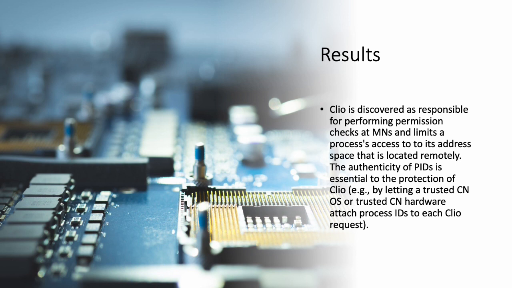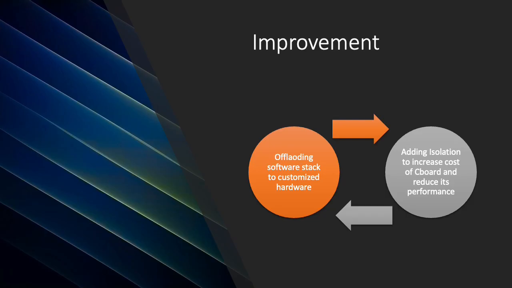Results. Clio is responsible for performing the permission operations in MNs and the compute network, and basically providing the authenticity of process IDs is essential to the protection of Clio, by letting a trusted compute network operating system and its hardware attach the process IDs. Improvement. Offloading the software stack to specialized hardware could allow Clio's performance to be improved, and it would also be beneficial for Clio.